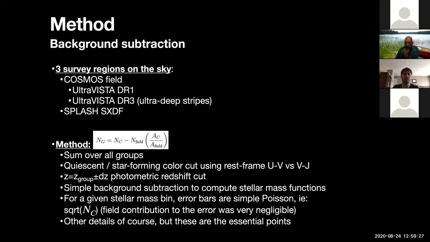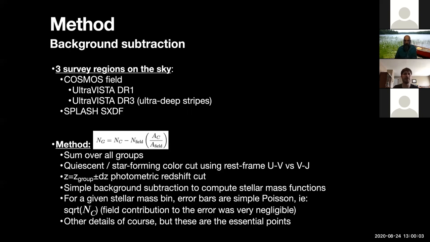So the simple method I've been using to measure the statistical properties of groups is a background subtraction routine. I've been doing this for three catalogs: UltraVISTA DR1, DR3, which is a deeper catalog but only probes certain stripes within the COSMOS field, and then the SPLASH SXDF survey. So this background subtraction method is quite simple in essence.